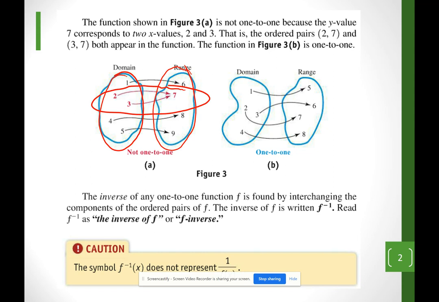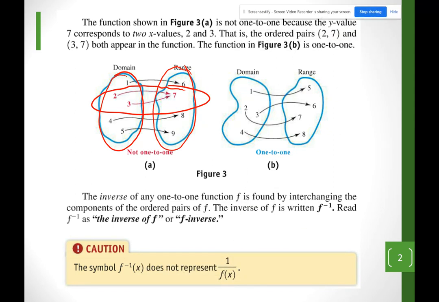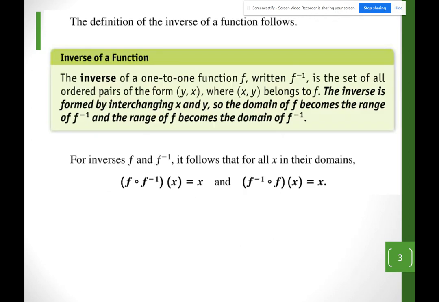Now we're going to start using a symbol for inverse. It looks like an exponent of -1. Now that is not an exponent. It just looks like an exponent, but that is how we denote the inverse. So the inverse of a function, or the inverse of a one-to-one function, f, is written as f to the -1. I said it looks like an exponent, but it is called the inverse function.